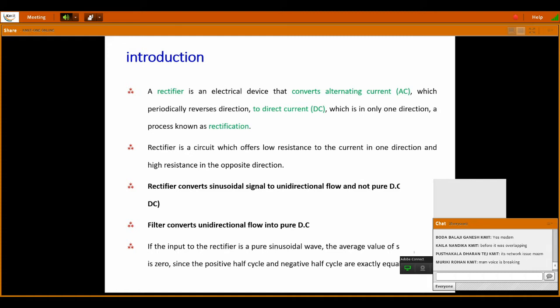So rectifier, see the definition of a rectifier. A rectifier is an electrical device that converts alternating current AC, which periodically reverses direction (a sine wave has a positive peak as well as a negative peak), to direct current DC, which flows in only one direction, and the process is known as rectification. This process of converting AC to DC is called rectification.